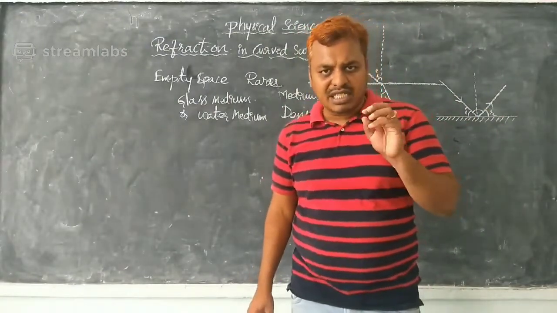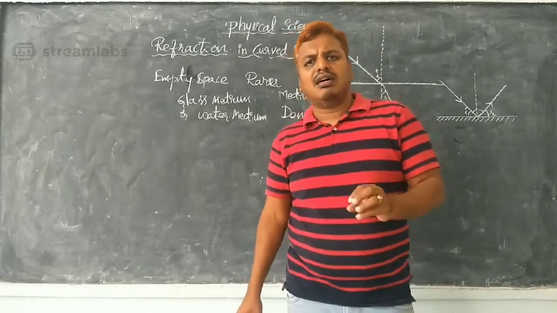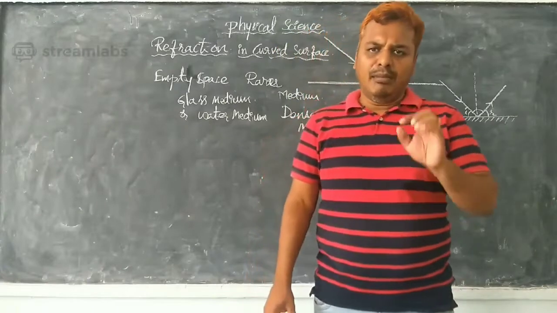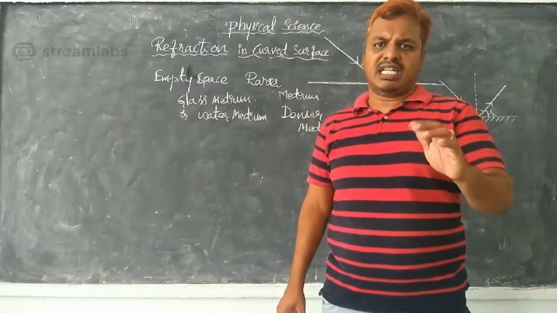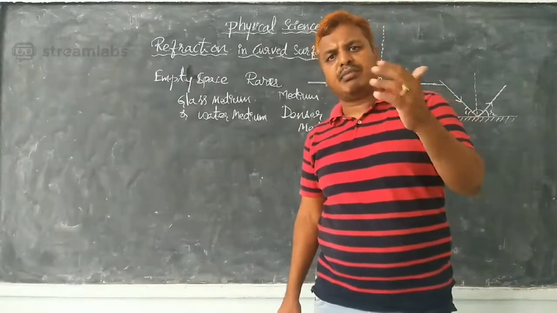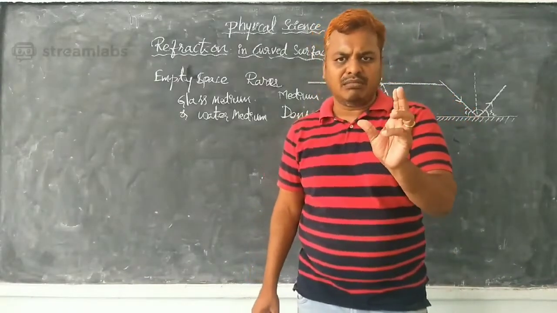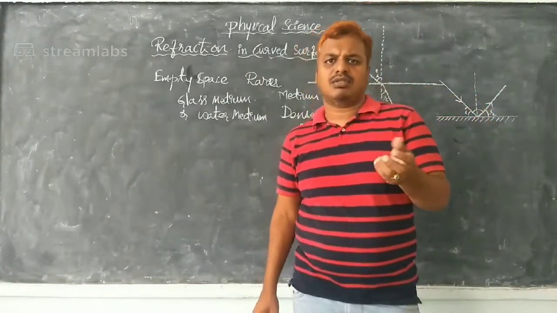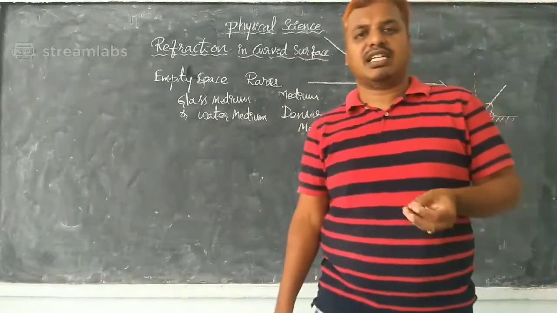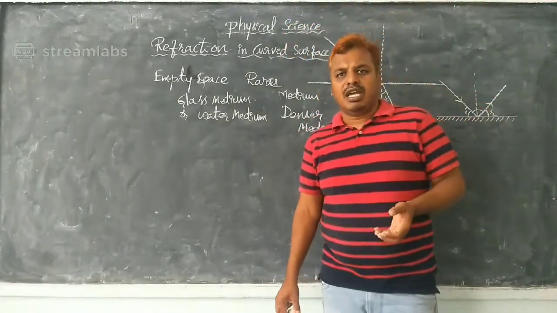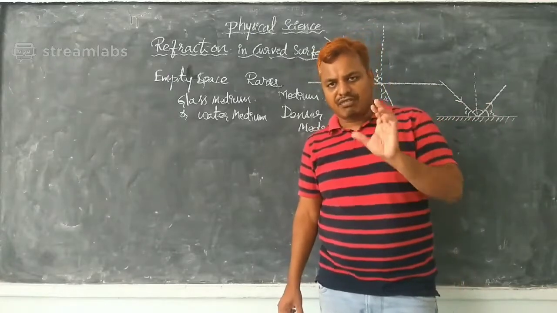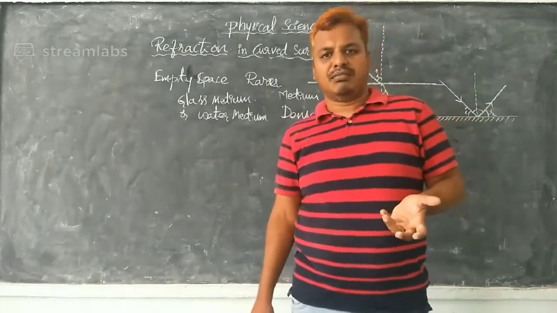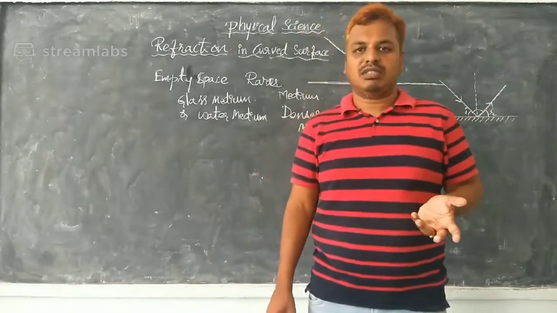Medium means it is related to material, whether the material is there or not. In a medium, if material is there, then we call it that material medium. If we have glass, we call it a glass medium. If glass material is there, we call it a glass medium. If we take water, that medium is called a water medium. If you take oil, an oil medium. If you take air, an air medium, right?